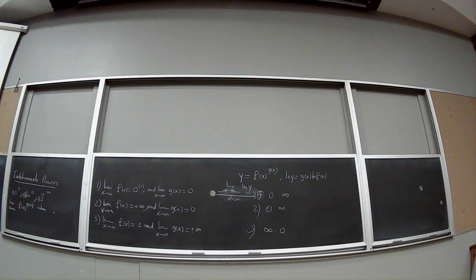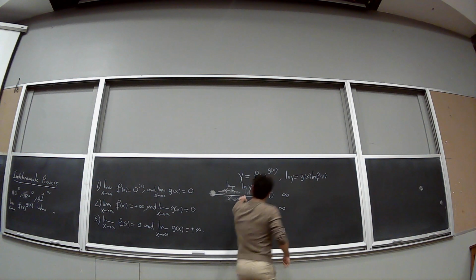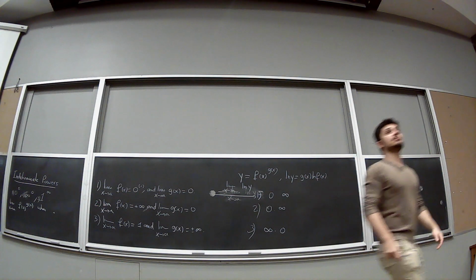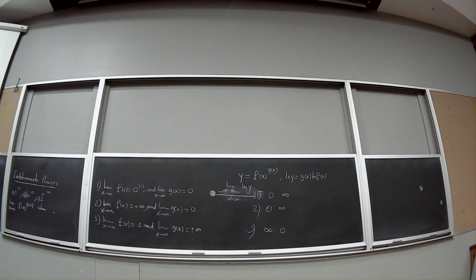Okay? Great. Now, did we learn how to solve limits of the form 0 times infinity or not? Do we know how to do this? Great. Now, suppose I know the limit of ln y. Say the limit of ln y is 2. Can I find the limit of y? Ln y goes to 2. So, where does y go to? What's the relation between ln y and y?